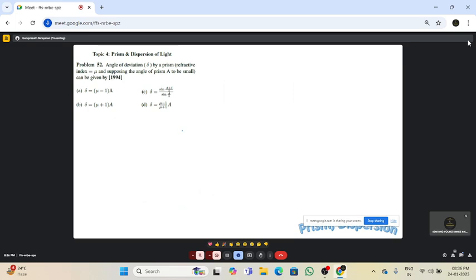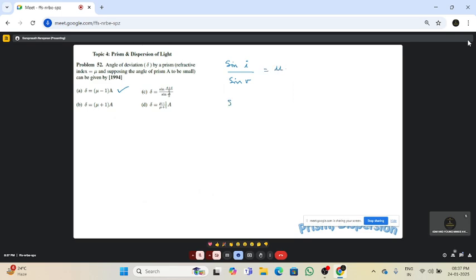Angle of deviation del by a prism, refractive index mu, and supposing the angle of prism A to be small, can be given by. The direct question now, right? So I think you must have studied. Option E is good. Option A, correct, yeah, you are right. Because I think you must have got sine I by sine R. So go back and check the derivation.